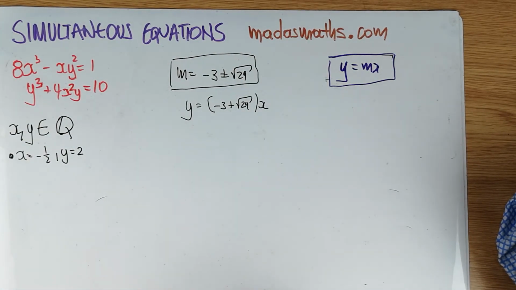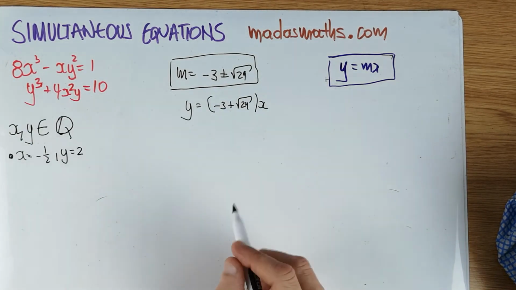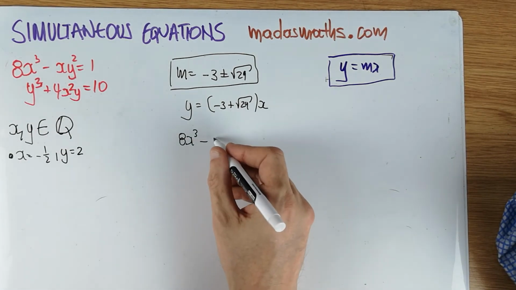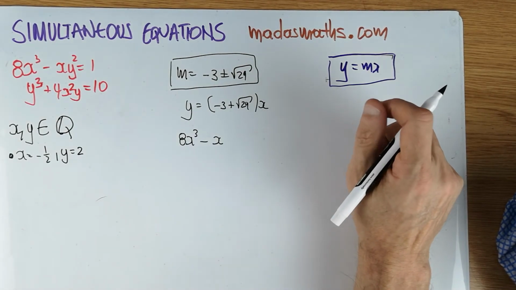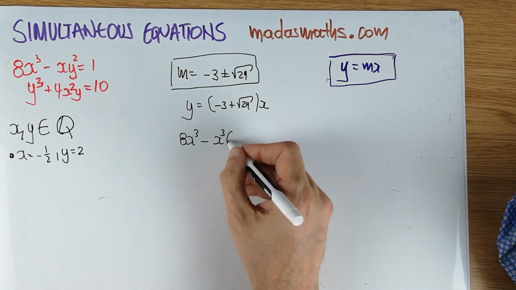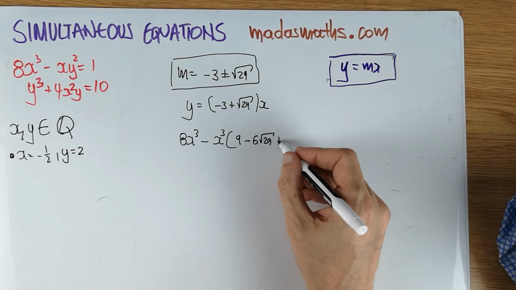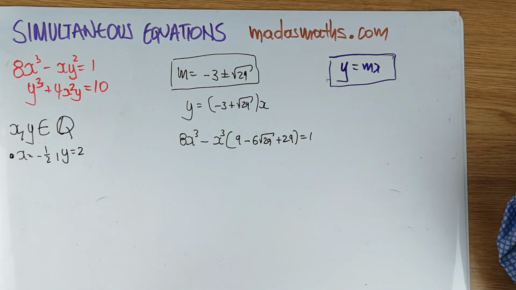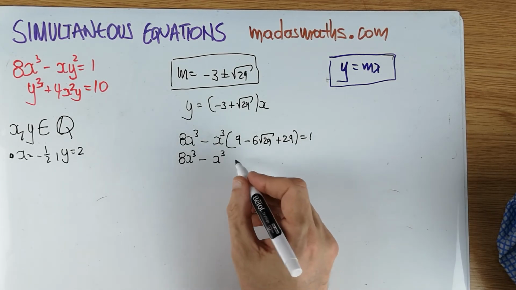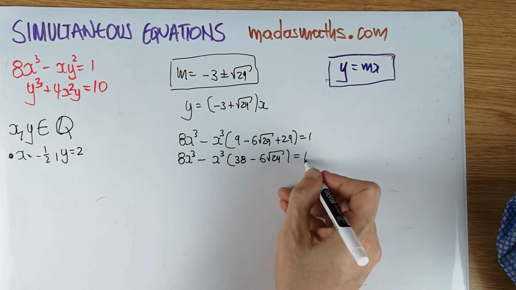And now, where do we put in that? Definitely on the one that has y squared. I don't want to be cubing it by putting it in there and there as well. So look what happens, 8x cubed minus xy squared, and now this is just an utter mess, because we need to square. First of all, that's going to be another x cubed, but I need to square this bracket. It's going to be a 9 minus 6 root 29 plus 29 is equal to 1, and this will now have 8 x cubed minus x cubed times 38 minus 6 root 29 is equal to 1.